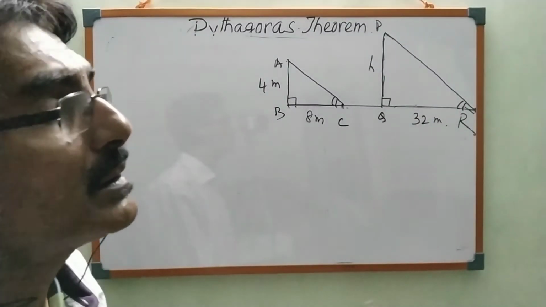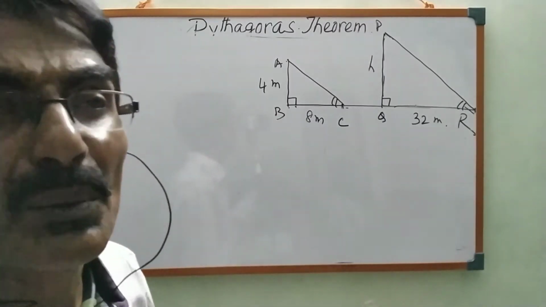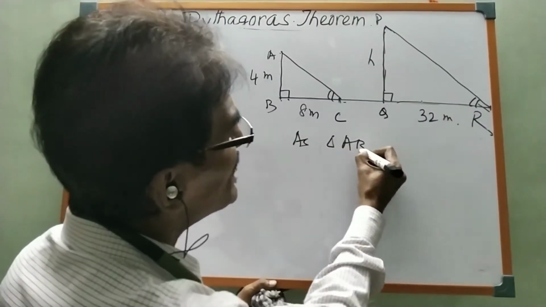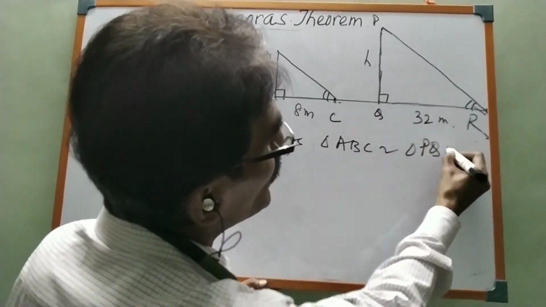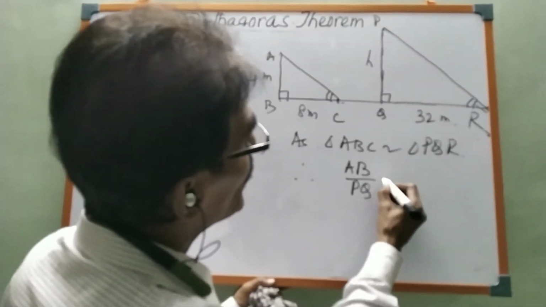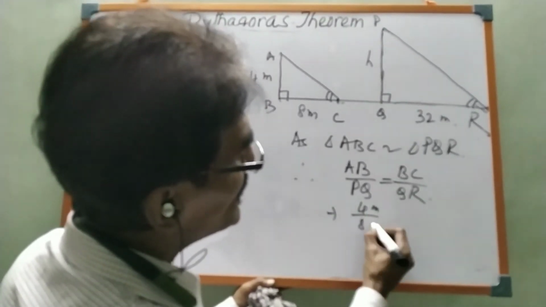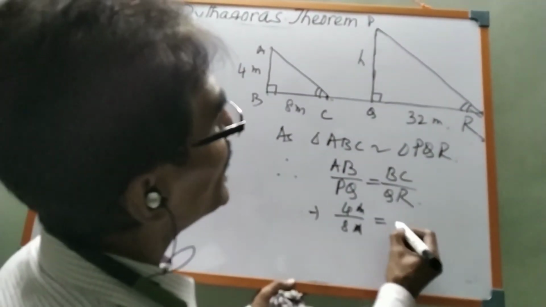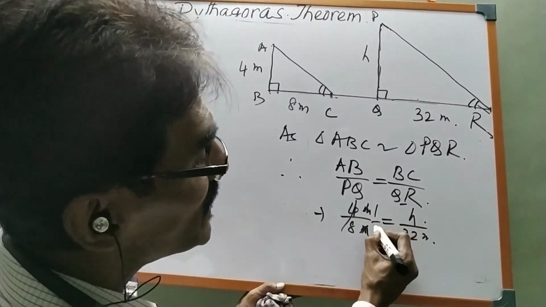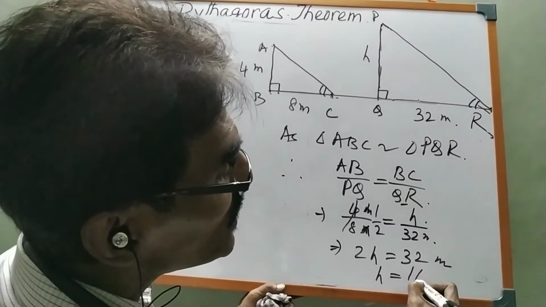That's why both the triangles are similar, and when two triangles are similar, you know what the condition is. The ratio of their corresponding sides must be equal, that I discussed last day. So first we write triangle ABC similar to triangle PQR. Therefore, the ratio of the corresponding sides, AB by PQ, must be equal to BC by QR. Substitute the given values: 4 by 8 meter, same unit cancels. Right side, the height of the tower is H, and QR is 32 meter. By calculation, cancellation, we are getting 1 by 2. So finally we are getting 2H equal to 32 meter. So H equals 16 meter.